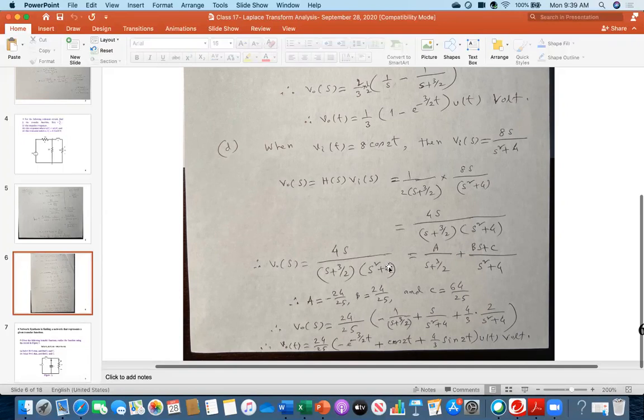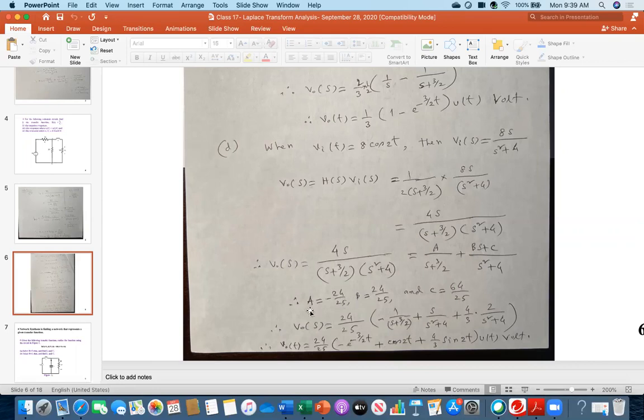I'm assuming this one is A over this one plus Bs plus C, because there is s squared. So it is not just B, not just C, it is Bs plus C, partial fraction rule, s squared plus 4. And then after calculation, I got A equal to minus 24 over 25. I just wrote it that way instead of expressing in decimal. And B is 24 over 25 and C was 64 over 25.